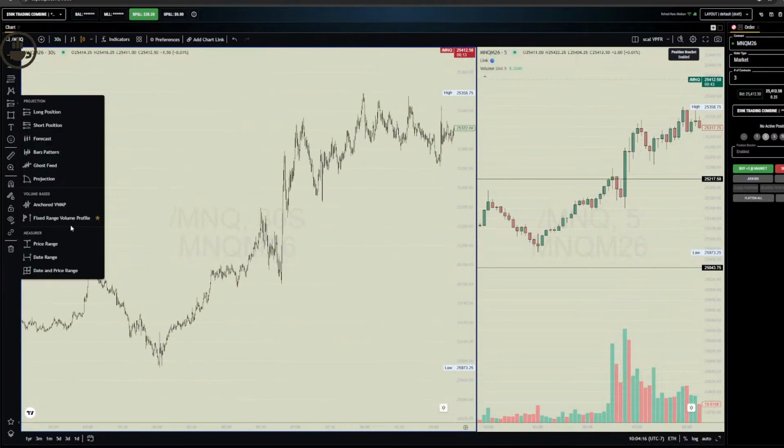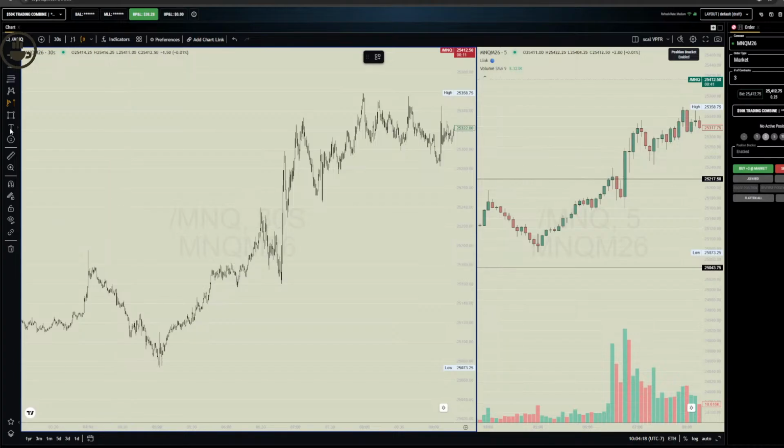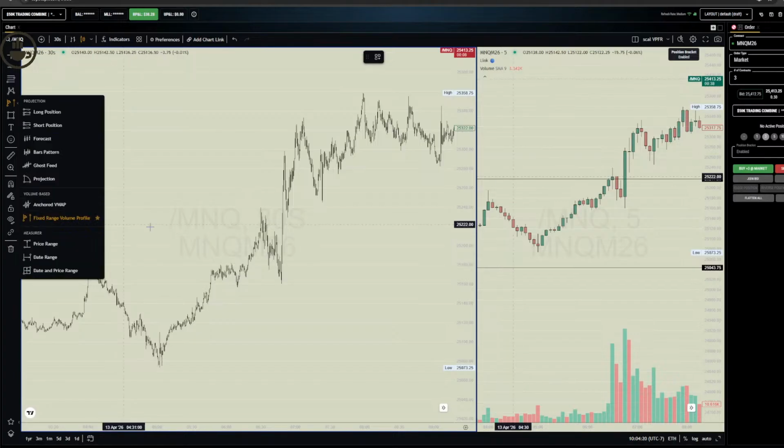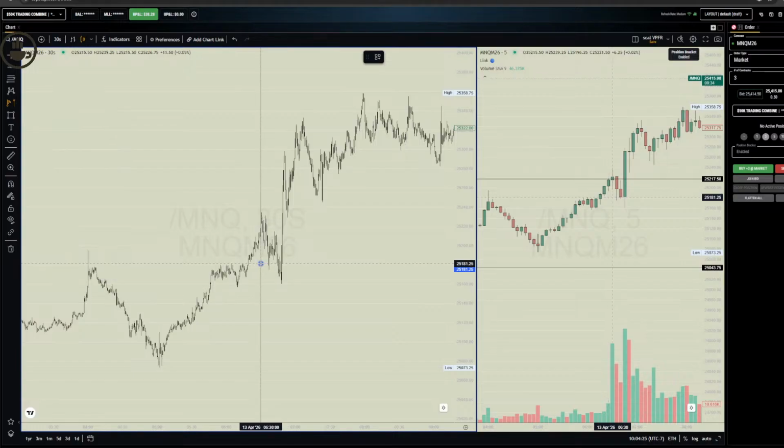Now I'll take a fixed range volume profile. It's right here, fixed range volume profile. And I'll draw it from 6:30, right here, this candle right here. This is a 30-second chart, by the way. I'm going to talk about that in a second. To 8 o'clock.